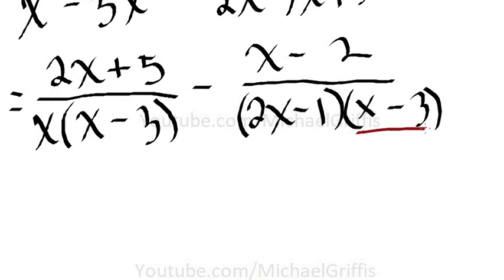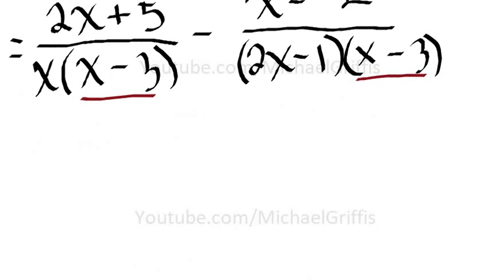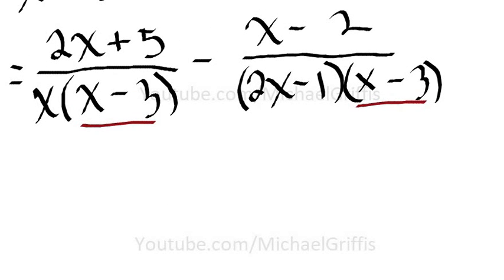We've got an x minus 3 and an x minus 3. And so it looks like we're going to have to multiply the right by x over x and the left by 2x minus 1 over 2x minus 1. So that's what things are looking like here. Okay. So here we go.